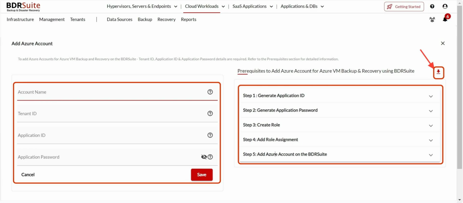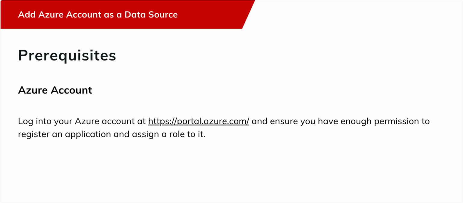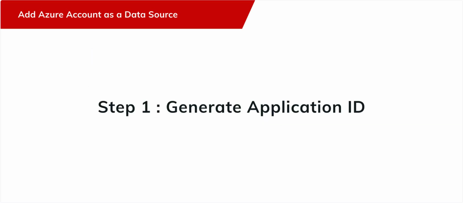You can also download the latest PDF guide or expand the UI for detailed step-by-step instructions. Before adding your Azure account as a data source in BDRSuite Backup Server, make sure you have an Azure account to log in to the Azure Portal and have the required permissions to register an application and assign a role. Now let's move on to the first step, generating the application ID in your Azure Portal.